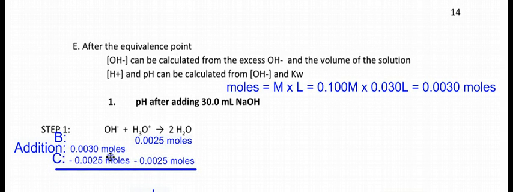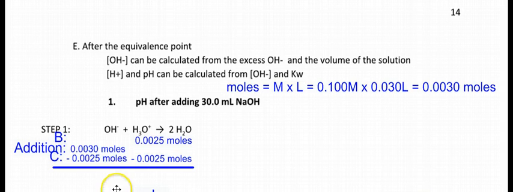Did you say the 0.0025? So now what does it mean? All of this is going to be used up. And what does that mean? I'm going to have leftover hydroxide. Did you hear what I said? We're going to have leftover hydroxide.